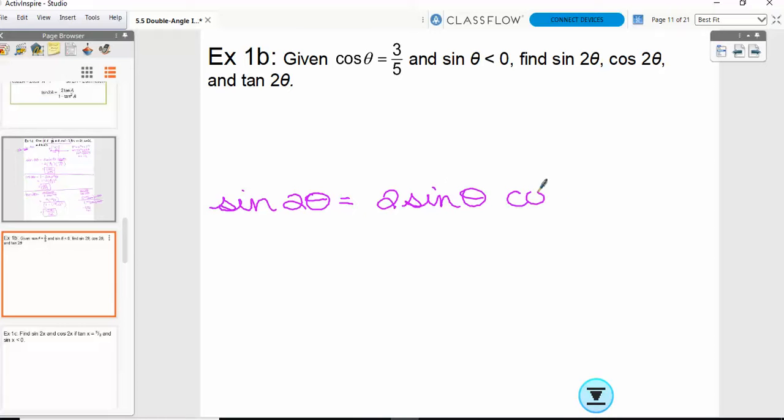I like to always write out the formula I'm using. So I can see to find sine 2 theta, I have to know the sine of theta and the cosine of theta. I currently know the cosine of theta. How will I get the sine of theta?